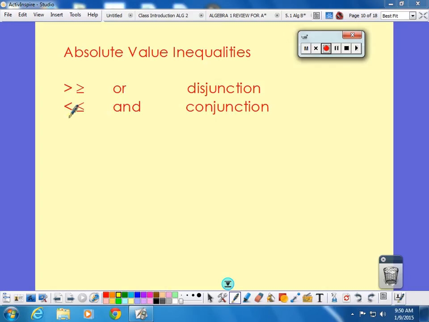If you have a less than or equal to symbol, it's an and sentence, which means you're graphing a conjunction. What does that mean? All right, with a conjunction, whereas this was a union, this is an intersection.